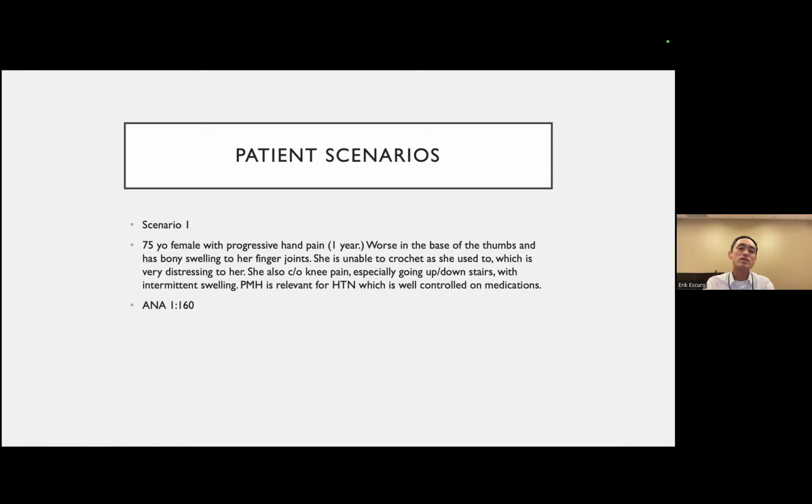ANA 1 to 160, 75-year-old female with hand pain. The disease that I was actually trying to imply here was osteoarthritis. That's why she can't crochet anymore. And that ANA is not clinically significant. The ANA did not cause her osteoarthritis to occur.